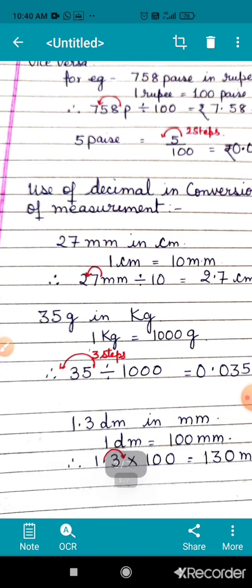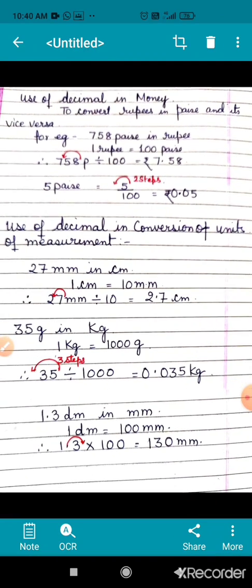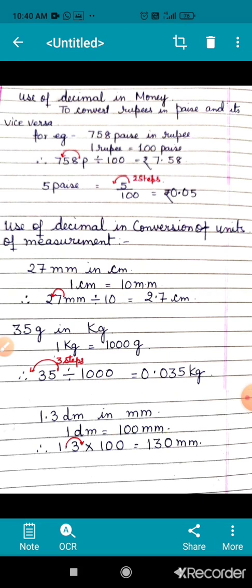Children, when we convert rupees into paisa or paisa into rupees, we use decimals, and we also use decimals in the conversion of units of measurement. Now, let us see how we can apply our knowledge in solving various questions.